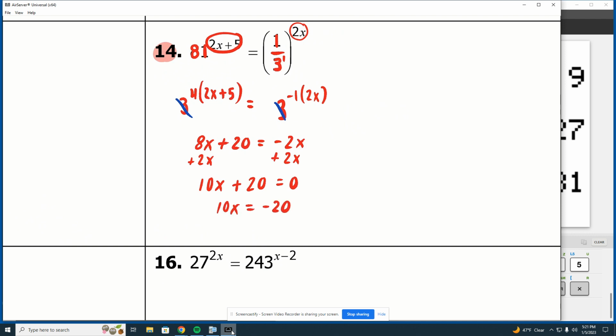0 minus 20 is negative 20. Then I'm going to divide by 10. So x equals -2. What do you think about that? Hopefully you understand it and it's not that difficult. Okay? All right, moving along.